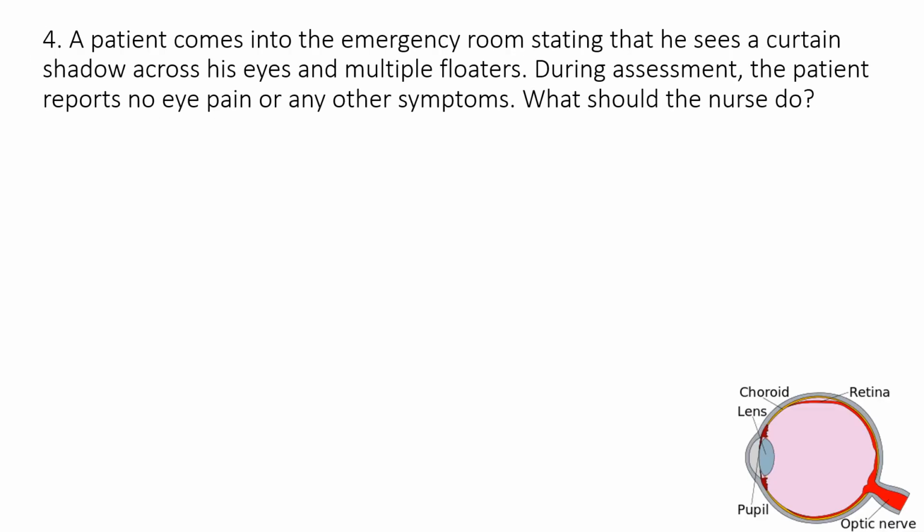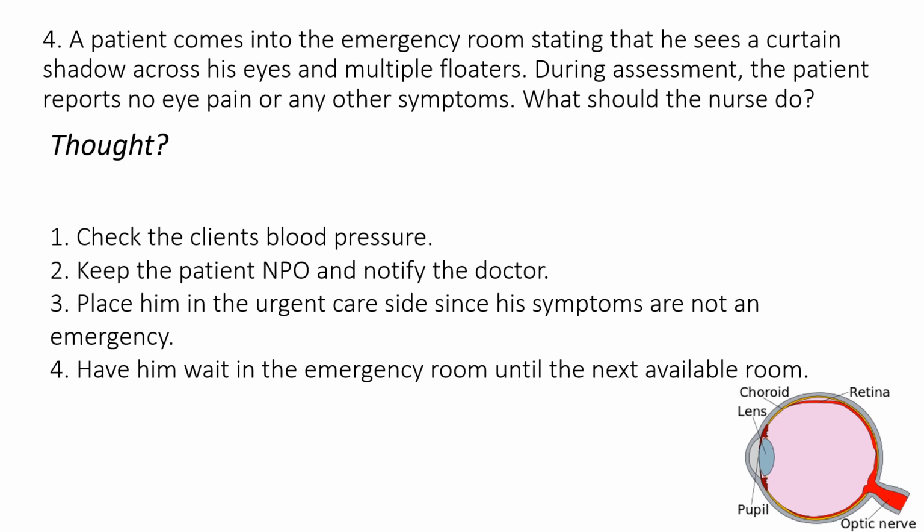Question number 4. A patient comes into the emergency room stating that he sees a curtain shadow across his eyes and multiple floaters. During assessment, the patient reports no eye pain or any other symptoms. What should the nurse do? Should the nurse, number 1, check the client's blood pressure? Number 2, keep the patient NPO and notify the doctor? Number 3, place him in the urgent care side since his symptoms are not an emergency? Number 4, have him wait in the emergency room until the next available room?